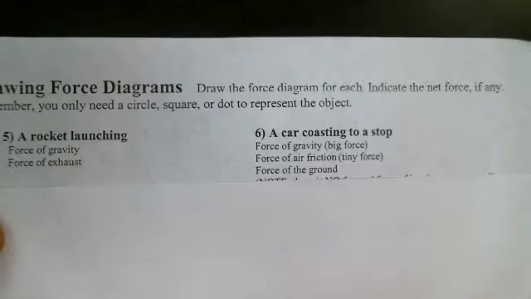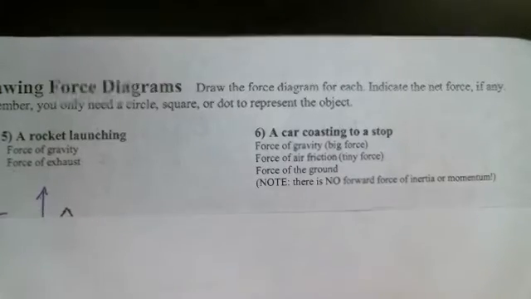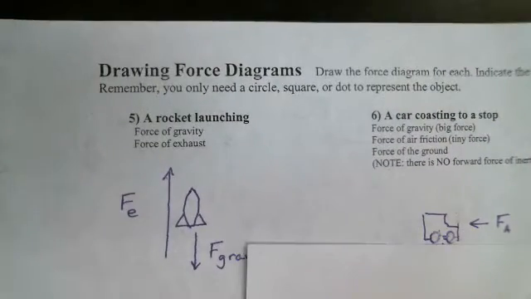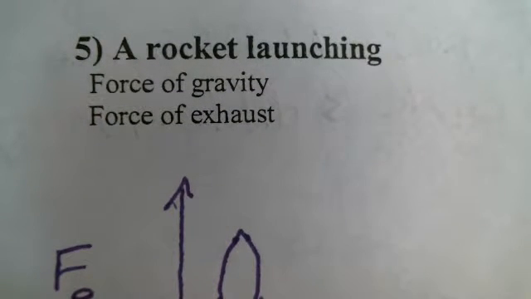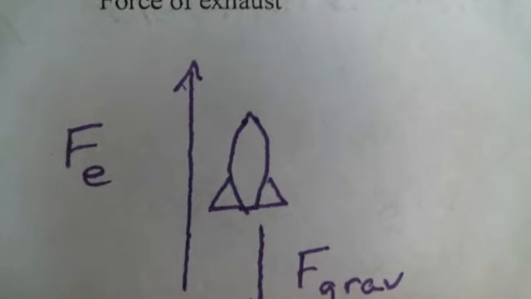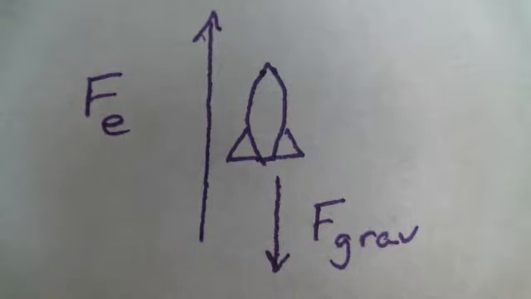The arrows are going to be in the appropriate direction according to the push or pull of the force, and the arrows are going to be different lengths. Longer arrows are going to represent bigger forces. So, question number 5. Let's zoom in on this a little bit. Let me move the camera. We have a rocket launching. We want to show the force of gravity and the force of the exhaust. So it's going to look like this.